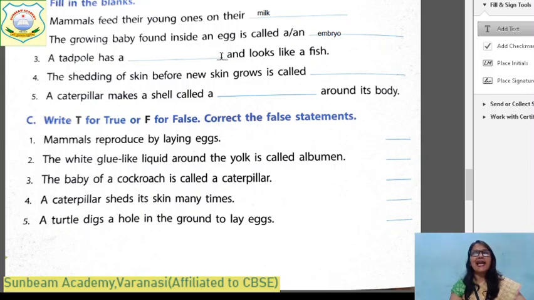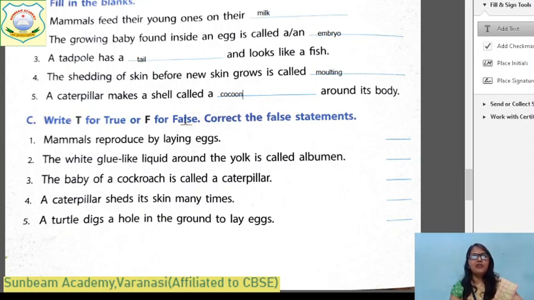Come to the third. A tadpole has a dash and looks like a fish. A tadpole has a tail, na? And it looks like a fish, na? The shedding of the skin before new skin grows is called, what do we call it, beta? It is called molting, M-O-U-L-T-I-N-G, molting. And a caterpillar makes a shell called a dash around its body. What is it called? Cocoon, C-O-C-O-O-N. Yes. Okay.